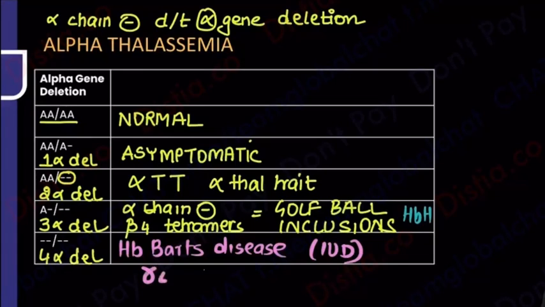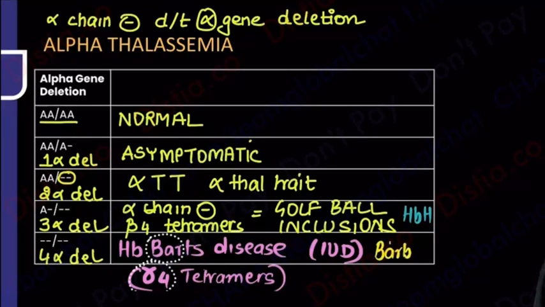So can I say HB Bart's is nothing but gamma 4 tetramers, because HB Bart's I have learned as barbad fetus. Very bad thing to say, but for mnemonics you have to do. HB Bart's is barbad fetus. Barbad will remind you of Bart's, and fetus means this is going to be an intrauterine death, and fetus means you have fetal hemoglobin. So remember the method of learning. Barbad is Bart's disease, and fetus means it was supposed to make fetal hemoglobin, but it did not. It has made gamma 4 tetramers.